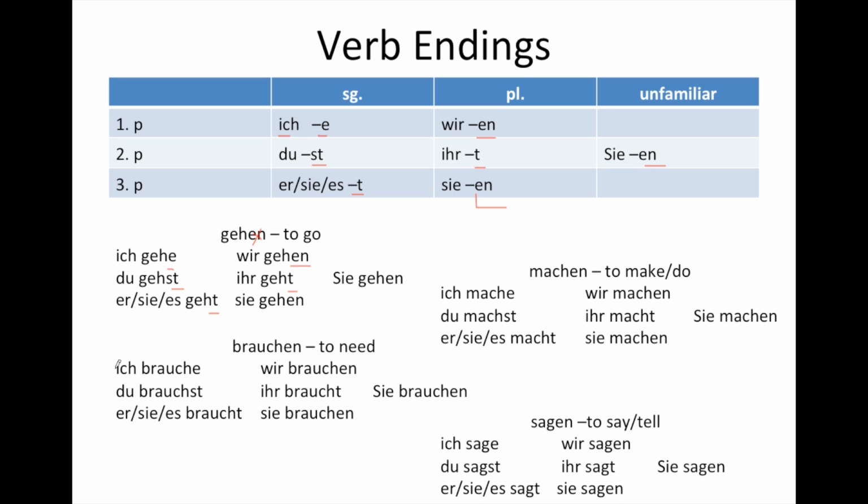Brauchen, to need: ich brauche, du brauchst, er sie es braucht, wir brauchen, ihr braucht, sie brauchen, and Sie brauchen. Machen, to make or to do: ich mache, du machst, er sie es macht, wir machen, ihr macht, sie machen, Sie machen. Sagen, to say or to tell: ich sage, du sagst, er sie es sagt, wir sagen, ihr sagt, sie sagen, and Sie sagen. Around 80% of verbs are regular like this.